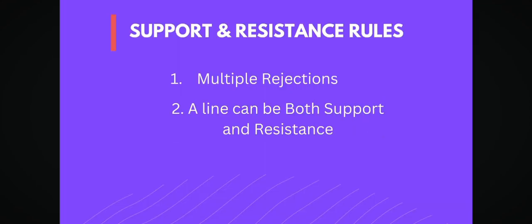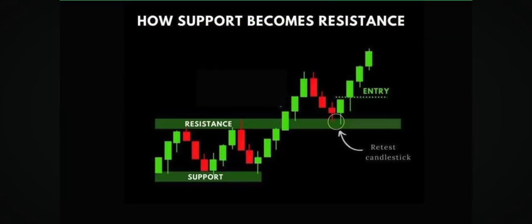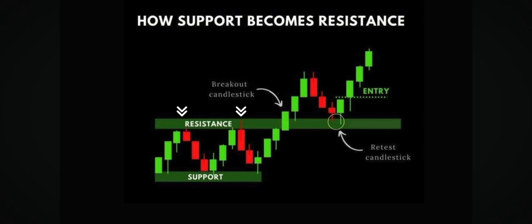The second principle is that a single line can serve as both support and resistance. For instance, if a price level acts as resistance, the price is rejected multiple times, and then the price breaks above it and later comes back down to this level, it may now act as support.